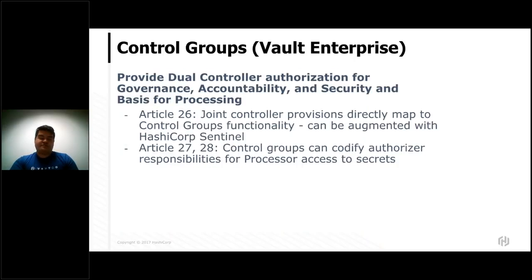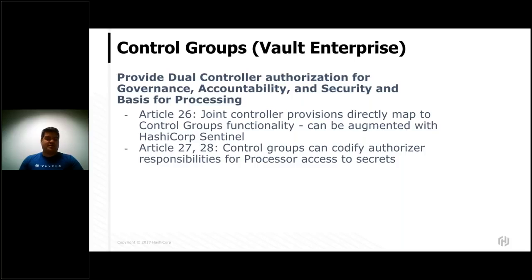Control groups are a Vault Enterprise feature, and the idea behind this is to provide dual controller authorization. One of the things that goes into the necessity and the governance and accountability requirements of GDPR is providing a group of controllers whose role is to authorize access to processors when they're attempting to access data subjects' data, and to have another chain of custody in terms of authorizing when a processor should gain access to data subjects' data.